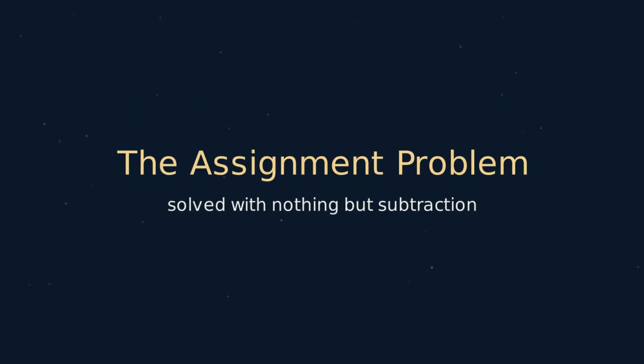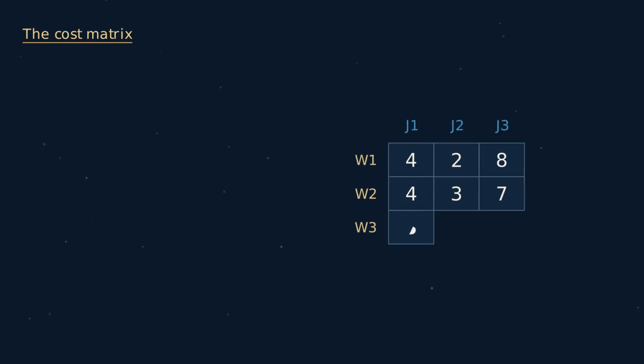And yet there is a method that finds the best pairing exactly, using nothing more complicated than subtraction. Let's build it from scratch. All the information lives in one table. Rows are the workers, columns are the jobs, and each entry is the cost of that worker doing that job.